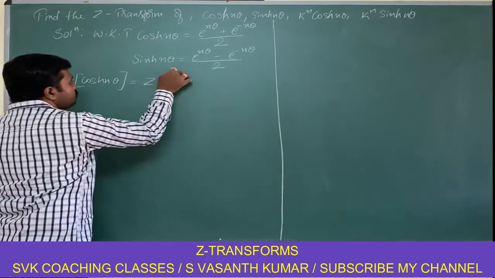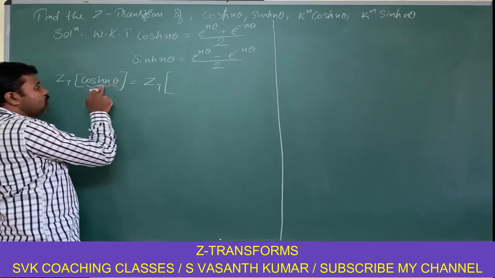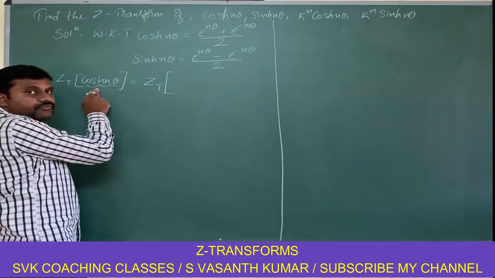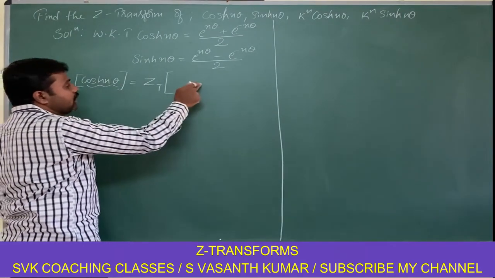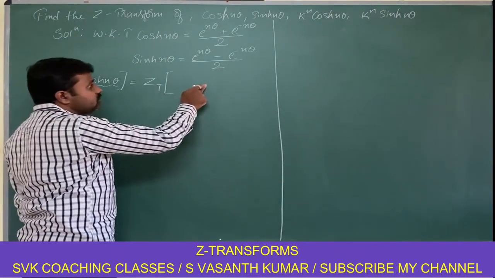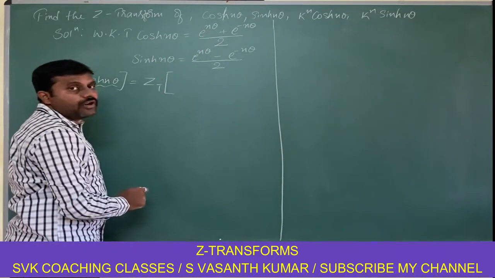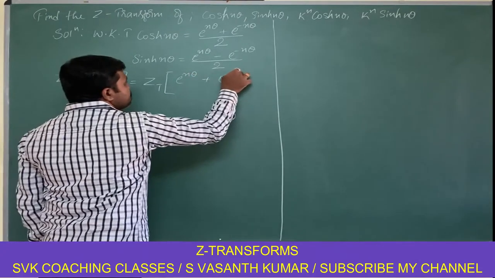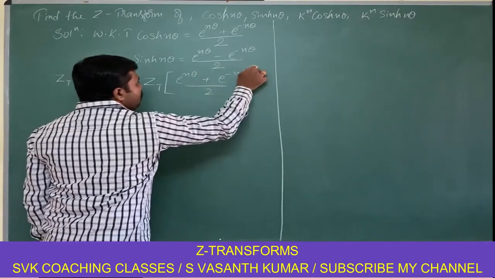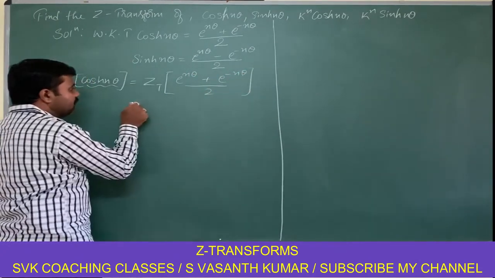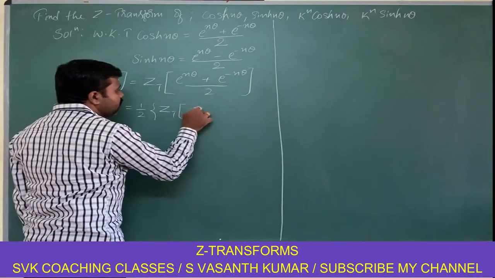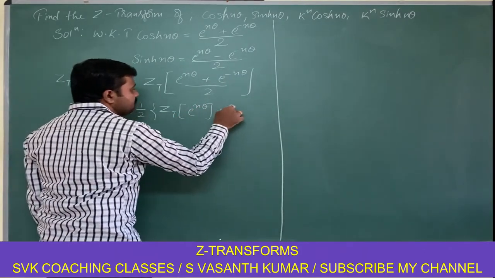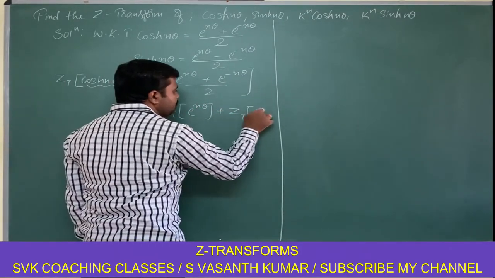The Z transform of cos h n theta is not in the list of standard forms. So I am converting to the list of standard forms in terms of k power n. That is e power n theta plus e power minus n theta divided by 2. Applying the linearity property, 1 by 2 is constant into the Z transform of e power n theta plus the Z transform of e power minus n theta.